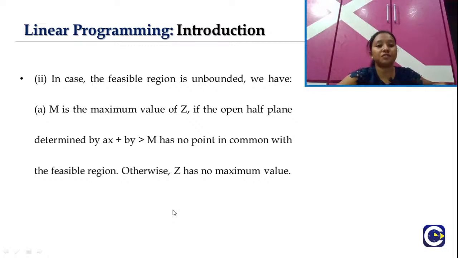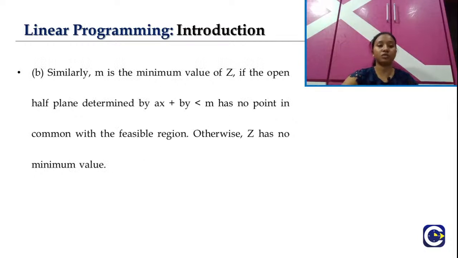So what happens if it is unbounded? If it is unbounded, then M is the maximum value of Z if the open half plane determined by ax plus by greater than M has no point in common with the feasible region; otherwise Z has no maximum value. If it is bounded, there is no issue; we can directly get our maximum and minimum values. If it is unbounded, we have to check the maximum value by the condition ax plus by greater than M. Otherwise there will be no maximum value, which means there is no point that gives the maximum value. So we have to remember that.